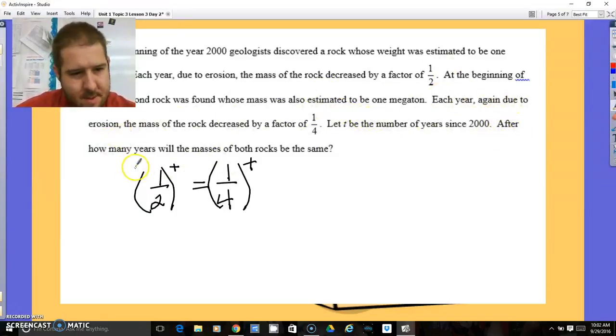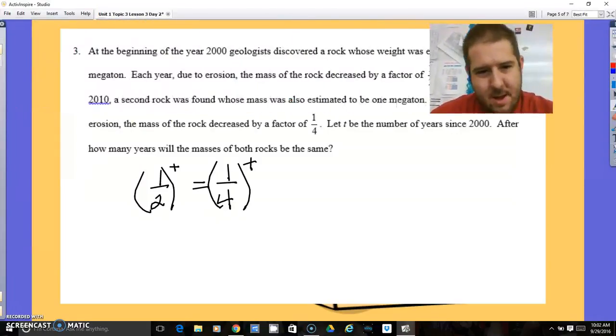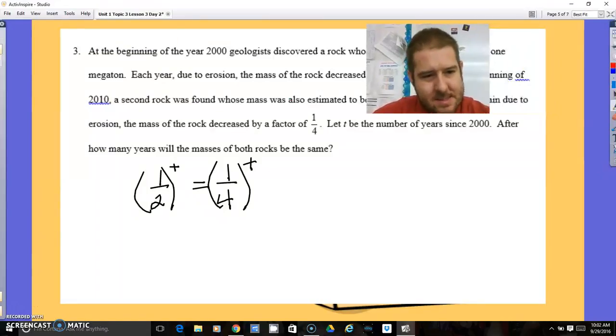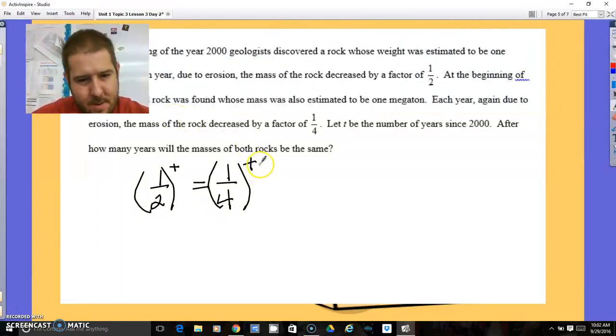Year since 2000. After how many years will both rocks be the same? At the beginning of the year 2000, discovered to be 1 megaton. Each year, due to the erosion. At the beginning of, what am I missing here? Beginning of 2010. My picture, that's what was causing me to not know. At the year 2010, that is 10 years later. There we go. I knew there was something that was missing. It's because my picture was covering it up.